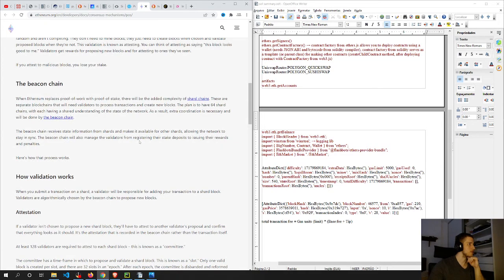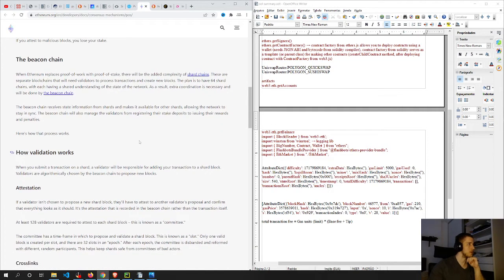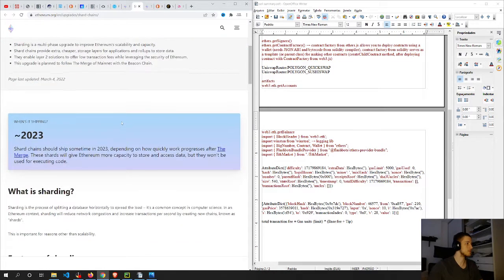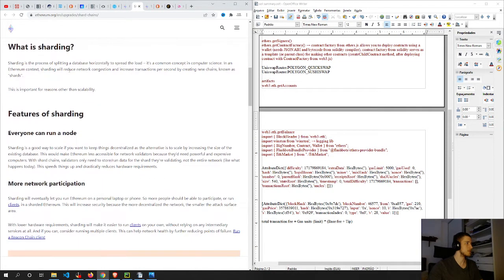When Ethereum replaces proof of work with proof of stake, there will be added complexity of shard chains. These are separate blockchains that will need validators to process transactions and create new blocks. The plan is to have 64 shard chains, with each having a shared understanding of the state of the network. As the coordination is necessary, it will be done by the beacon chain. Also, splitting a database horizontally to spread the load.